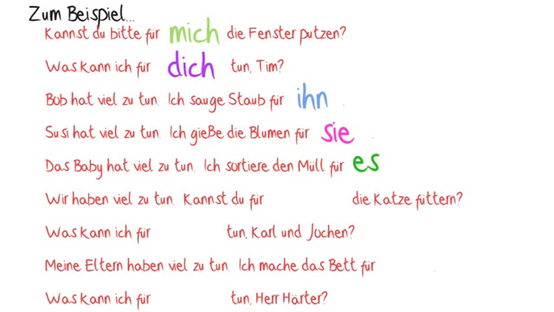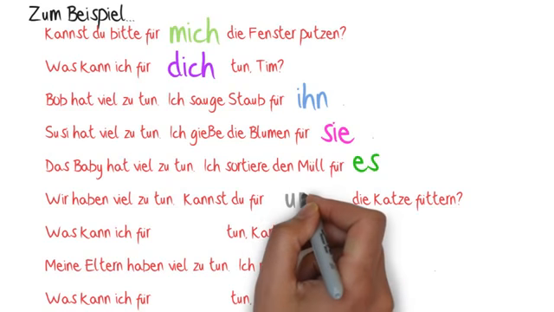In the sixth sentence, we are asking if you can do something for us. This works very similarly to English. In English, we wouldn't say, can you feed the cat for we? We'd say, can you feed the cat for us? Uns sounds a lot like us, so that may be a helpful way to remember it.